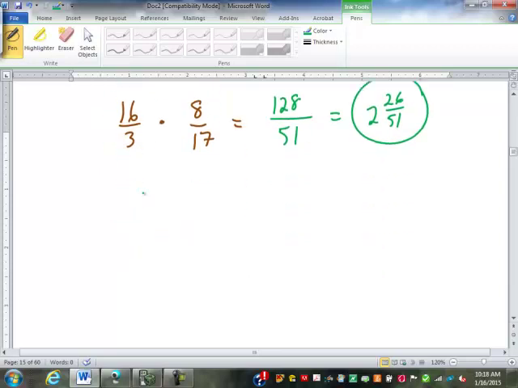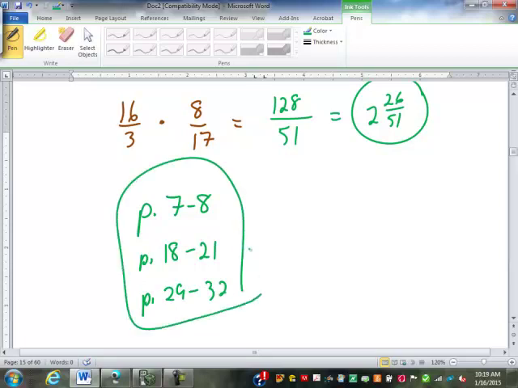Okay, so off that assignment sheet that's on Blackboard, you can do the problems on page 7 and 8. Do the problems on page 18 to 21. Now, we didn't go over decimals, but most people handle decimals pretty well. So you can do page 29 through 32 as well. You can skip for now page 23 on order of operations. We didn't get to that. That is where we will start next week, is order of operations. So skip page 23.